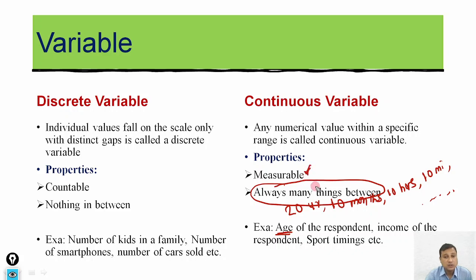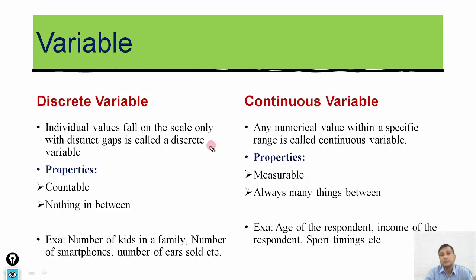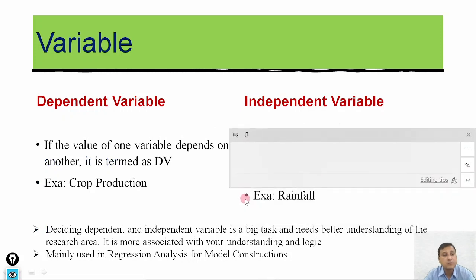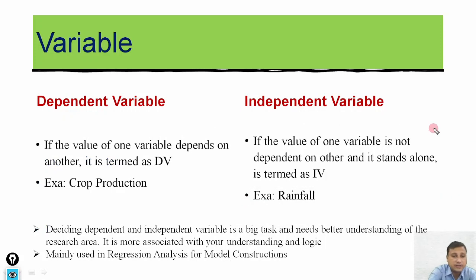We can measure this. For example, if I wish to measure the length of my table, you remember that in every house we have a tape, and using that tape, if I measure the length of the table, we measure it in centimeters or millimeters, and again in smaller parts of that. So that's the continuous variable. That's the difference between discrete and continuous variables. Let me go to the next slide. What is a dependent and independent variable? If the value of one variable depends on another, it is termed a DV.